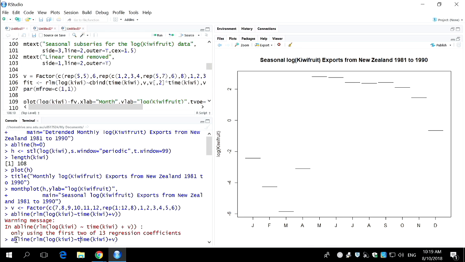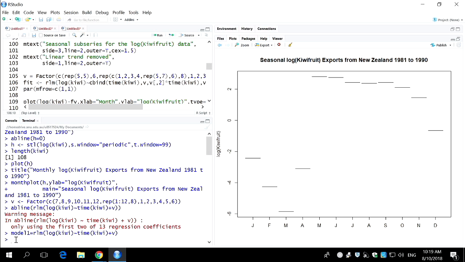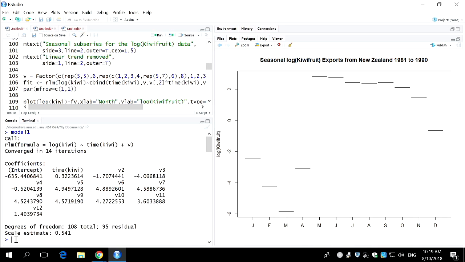So this is model 1. This is a really simple model. It basically says, I've got a linear trend and I've got a separate constant for each month. So let's have a look at that model. Okay, so you've got an intercept of minus 635. Remember, this is data on the log scale, so having a negative intercept doesn't matter, right?